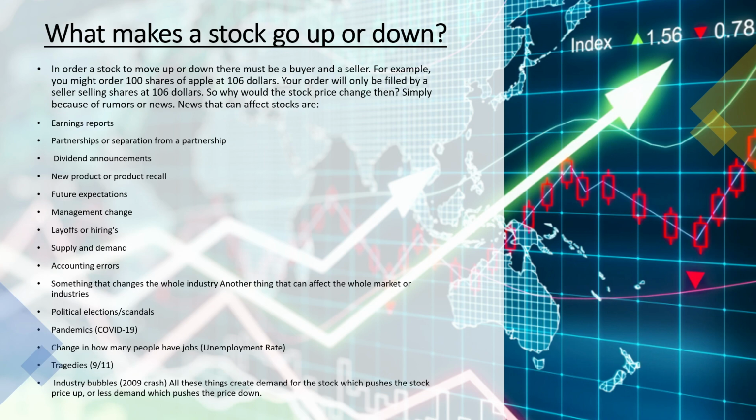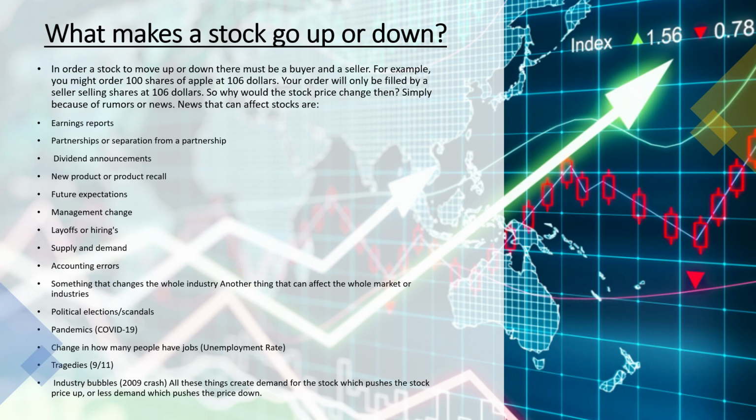Now I've listed some types of news that can affect the stocks. So you have your earning reports, which are called quarterly earnings, which are given out 4 times a year. You have partnerships or separation from partnerships. This can make the stock go up if the partnership is with a good company, or the separation could cause the stock to go down if it does impact the business quite severely. Now dividends are something I will explain in another video, which are basically payouts from the company that you invest in, but this can also have an effect on the stock price.